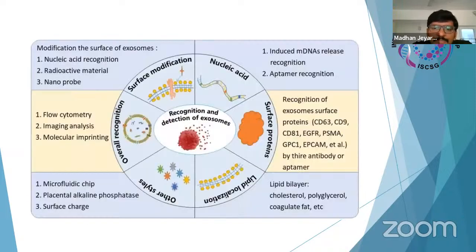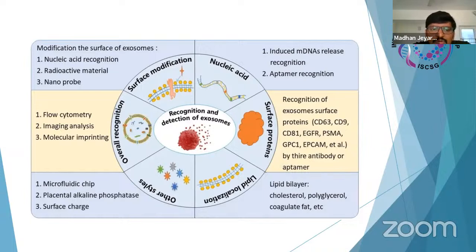So basically, it is a lipid bilayer, with cholesterol, polyglycerol, coagulated fat, etc. And it has surface recognition proteins such as CD63, CD9, and CD81, which are very important surface markers. And it has molecular DNA recognition also, with the help of nucleic acid present in the cell. And surface modifications can be done for targeted delivery.